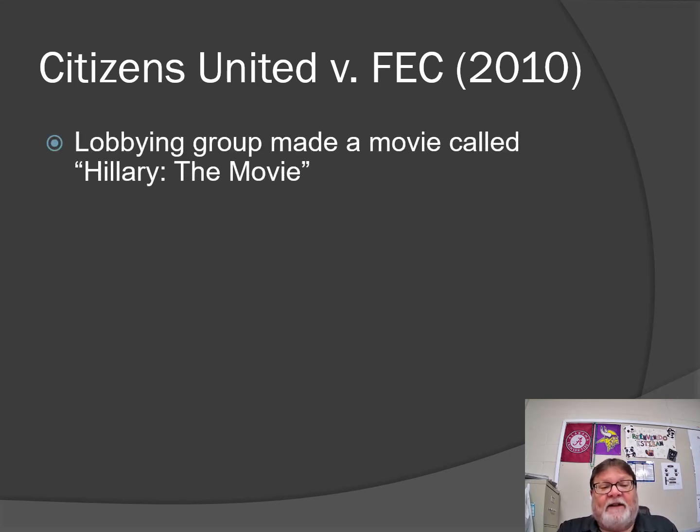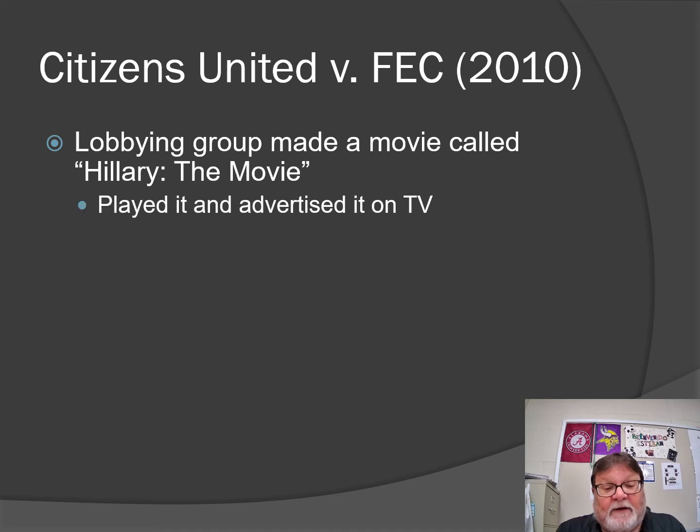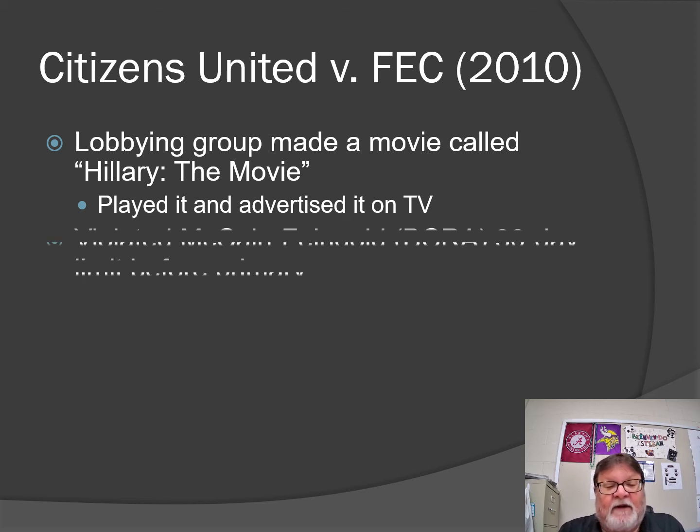All right. So the story behind it, there was a lobbying group called Citizens United that made a movie called Hillary: The Movie, and this is in 2007, leading up to the 2008 presidential primary, between what ended up being Obama and Clinton. This movie was not very flattering to Hillary Clinton. It was a very anti-Hillary movie, and it was put out there just for that purpose. It was played and advertised on TV. You'll read a little bit more about this in today's assignment.